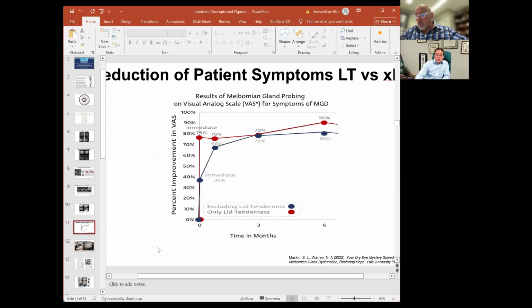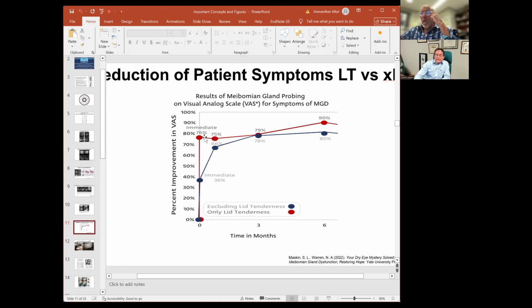And here we show on the graphic display the excluding lid tenderness in blue. Okay, by 3 months it reaches its peak. This is a graph showing visual, it's called a visual analog scale. But basically, as the numbers increase, that means the patient is feeling more and more comfortable, symptom free. Notice that in comparison to the blue graph, excluding lid tenderness, the red has a rapid increase in comfort. The red meaning lid tenderness. A rapid increase in comfort.